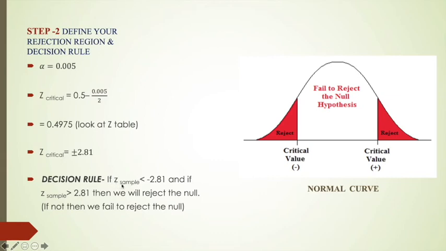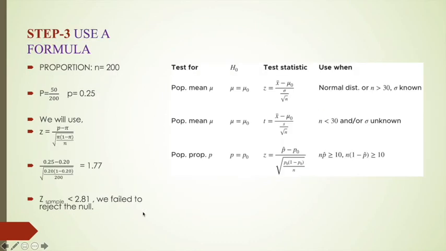So if the z sample that we find with our formula is less than minus 2.81, see, it is minus 2.81, it comes here. If it is less than minus 2.81, or if z sample is greater than 2.81, then we reject the null. If not, then we fail to reject the null. That was our second step.